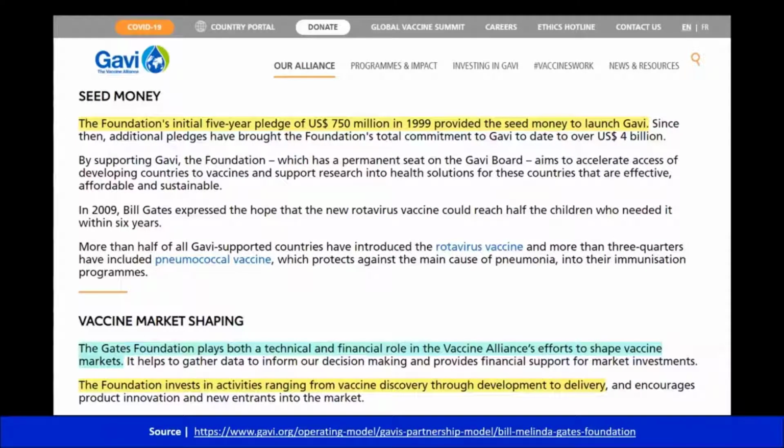On Gavi, it says the foundation's initial 5-year pledge of $750 million in 1999 provided the seed money to launch Gavi. Okay, so again, he's the founder, right? Vaccine market shaping. The Gates Foundation plays both a technical and financial role in the Vaccine Alliance's efforts to shape vaccine markets. The foundation invests in activities ranging from vaccine discovery through development to delivery.